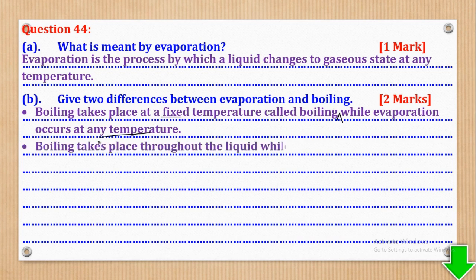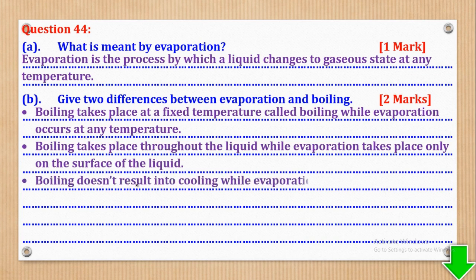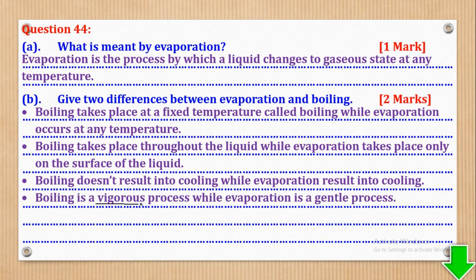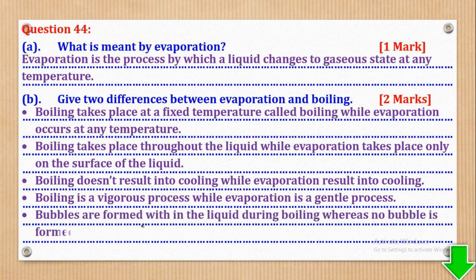Then the second difference is that boiling takes place throughout the liquid, while evaporation takes place only on the surface of the liquid. Then next is that boiling does not result into cooling, while evaporation results into cooling. The next we shall say that boiling is a vigorous process, while evaporation is a gentle process. The next we shall say that bubbles are formed within the liquid during boiling, whereas no bubble is formed on the surface of the liquid during evaporation.